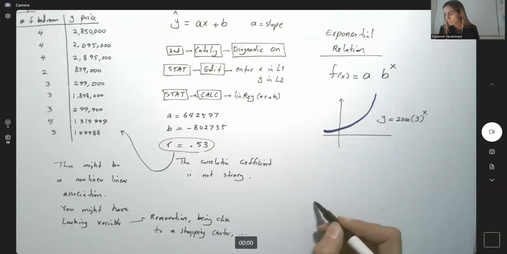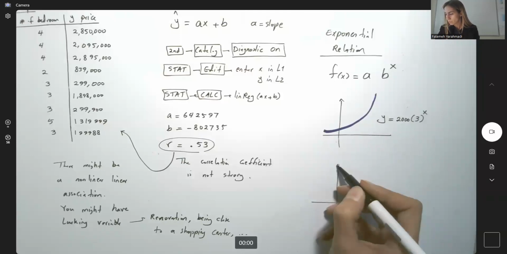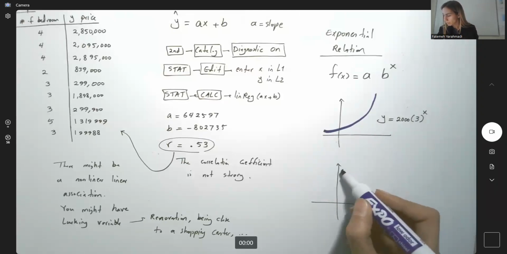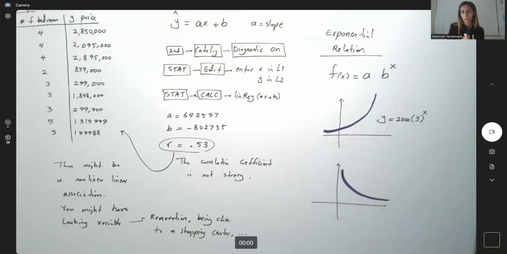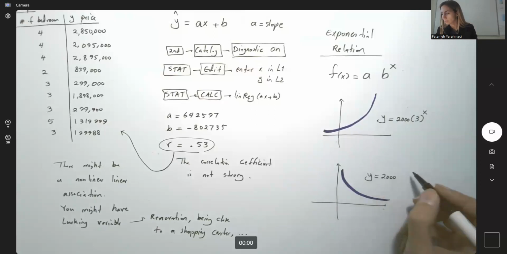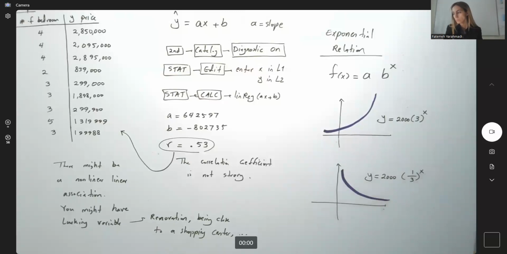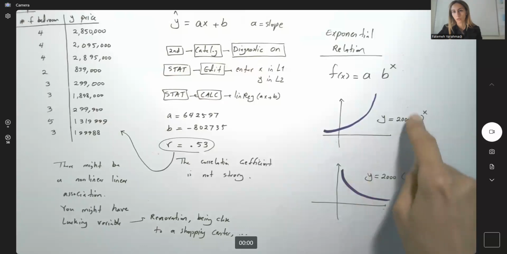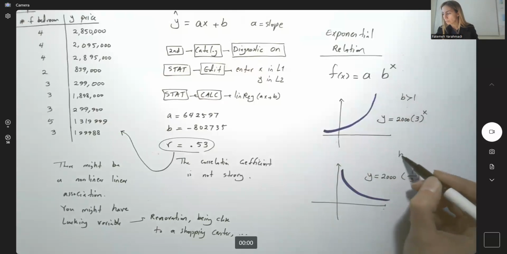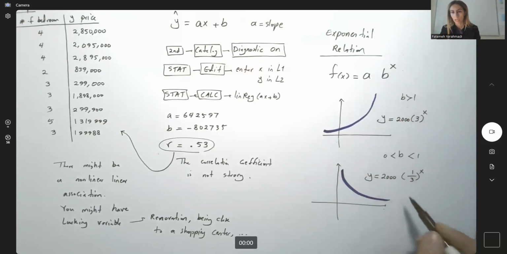Some other time, it is decreasing. You might see this trend in the data. It might be like this. So in this scenario, for example, you have y equals the initial value staying the same, but here you have a third to the power x. As long as this number, the base or b, is more than 1, you have an increasing trend, but as long as b is between 0 and 1, a third, a half, 1/10, 2/3, and so on, you get a decreasing trend in your data.